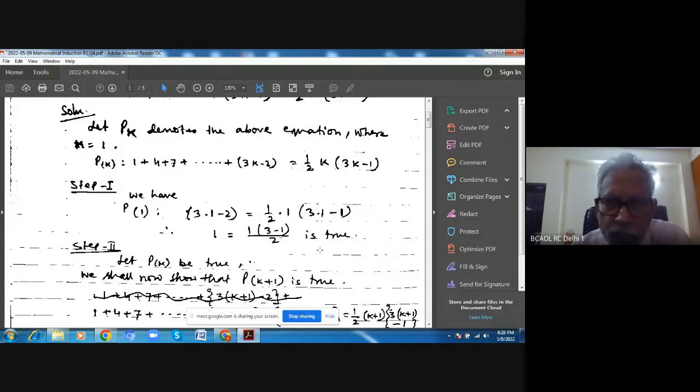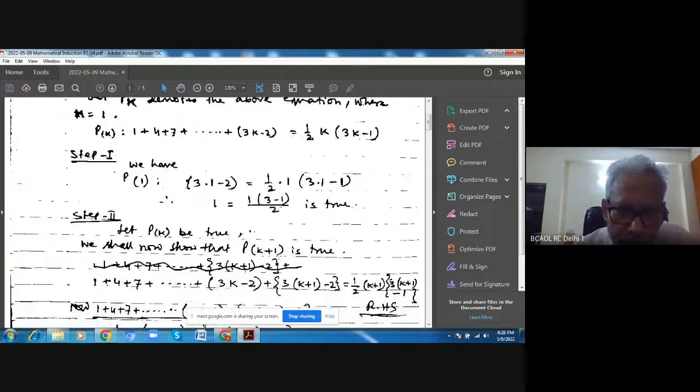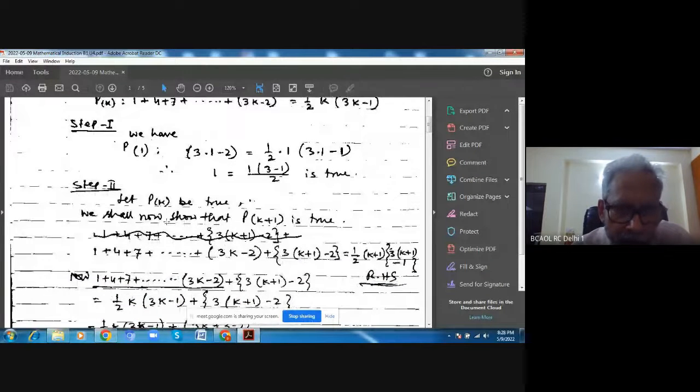Why did we do it? We simply changed the k value. Instead of k, we put 1, and saw what happened. So our first step is achieved, that is true. Now going to the second step. Second step: let P(k) be true. In this case, we are again considering that these things are true.